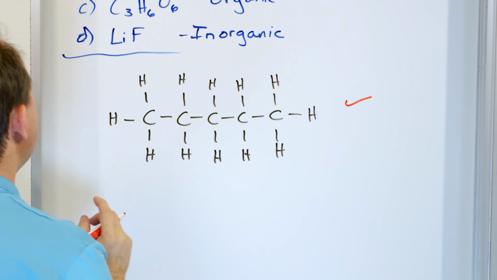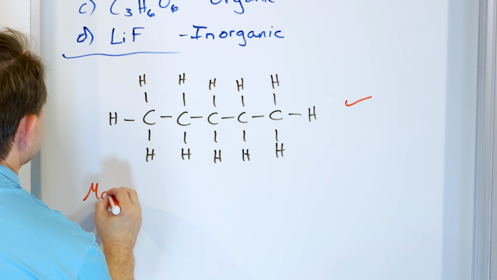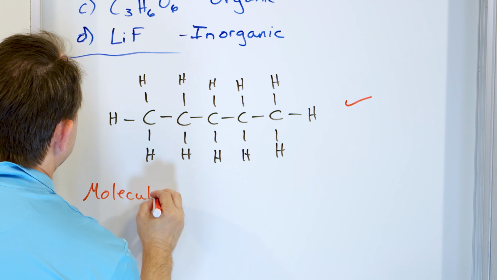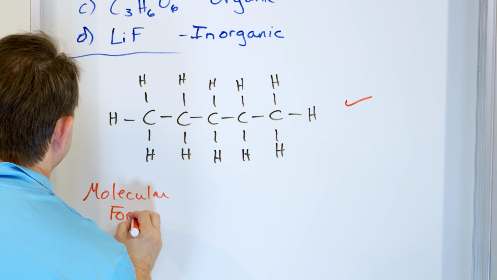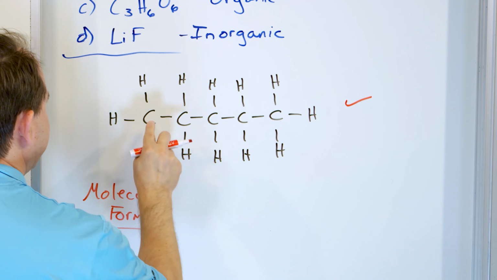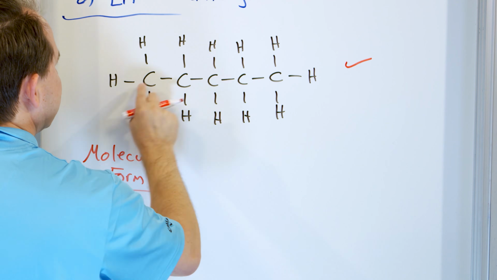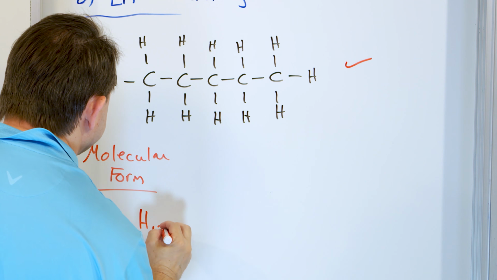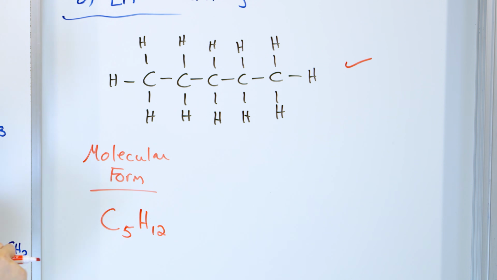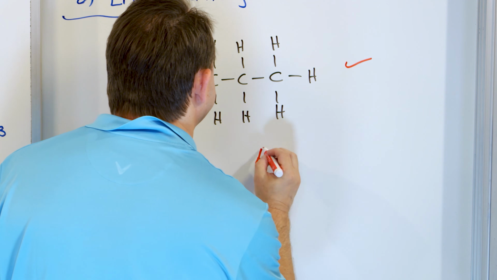Right, that's it. What would be the molecular formula? Well, it's C, 1, 2, 3, 4, 5. H, here we have 10, and then 11, 12. H12. All right, now we ask ourselves next, what's the empirical formula?